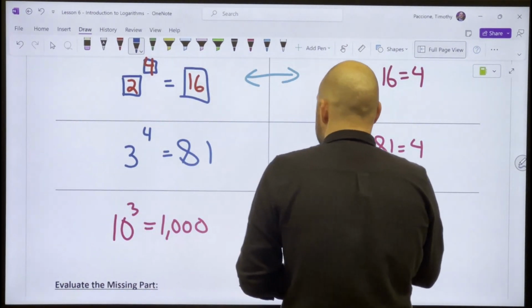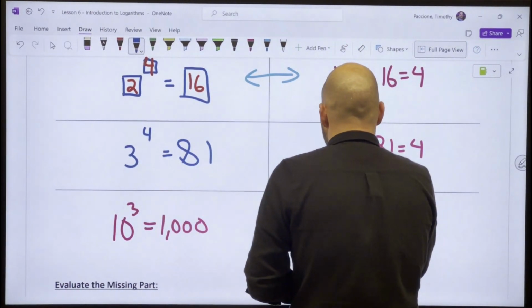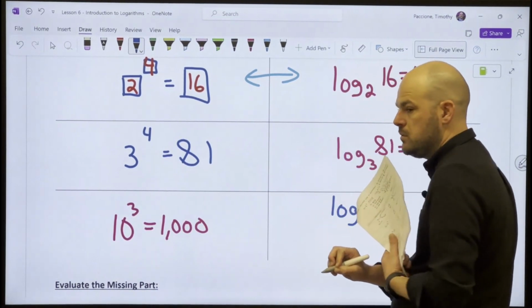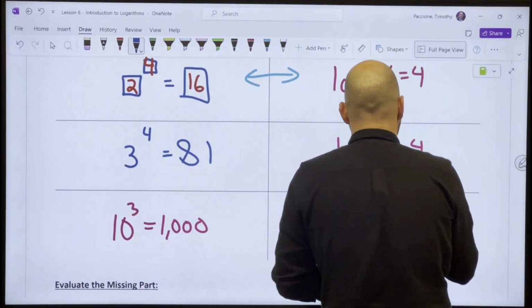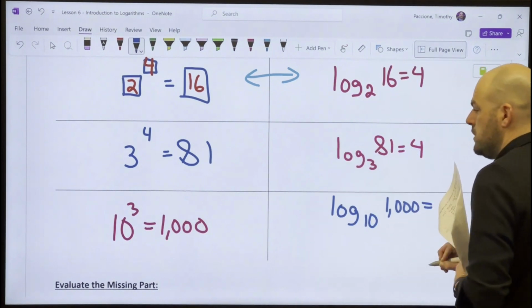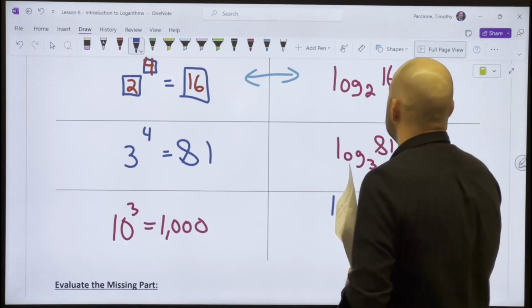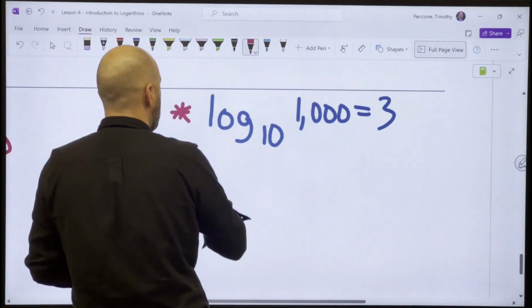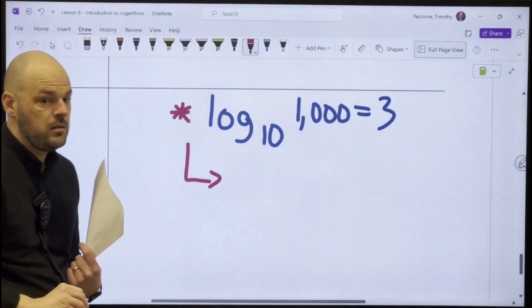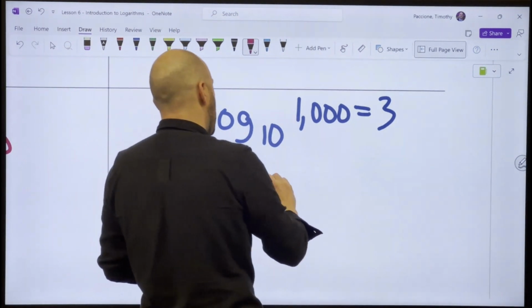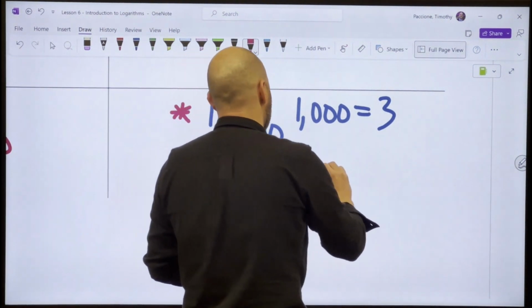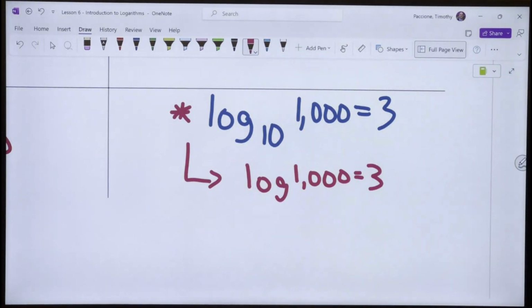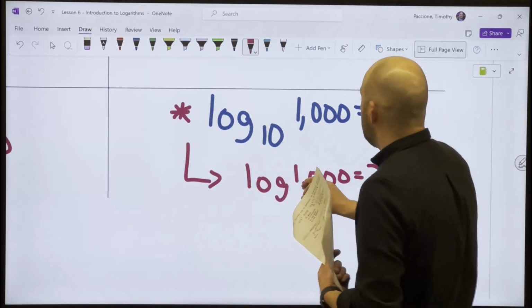Over here, so I write log, what's my base? 10. What's my answer? 1,000. Equals my exponent, 3. Okay, special case, ready? This can be rewritten as just log 1,000 equals 3. Don't pack up, we're going to the end. Okay, so log 1,000 equals 3.